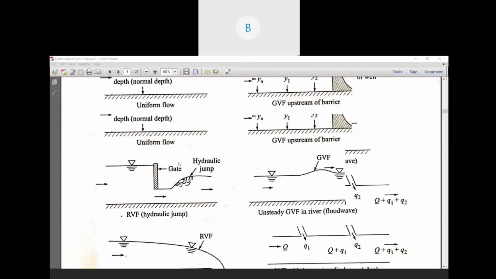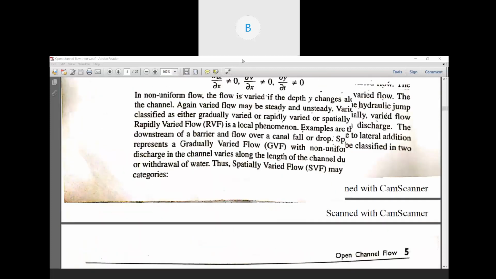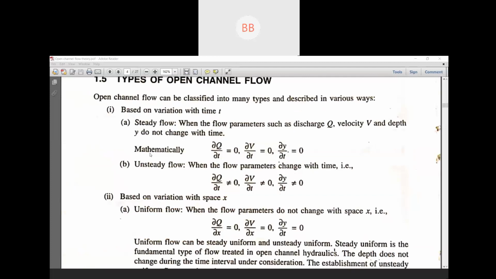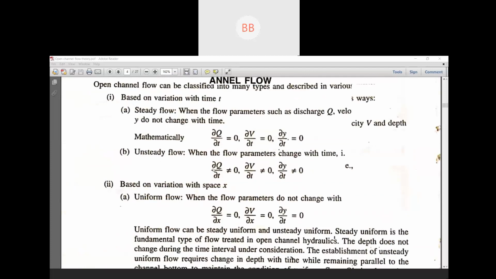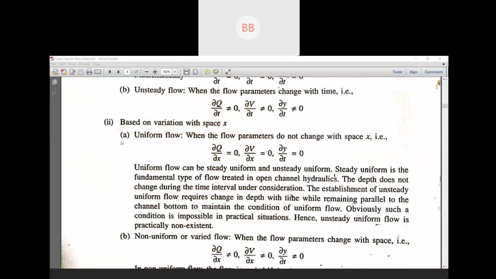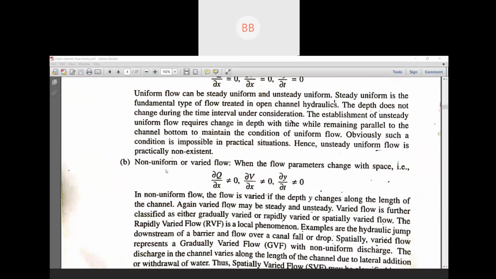Okay, so we are discussing the types of channel flow. We have already discussed steady flow and unsteady flow, which is based on variation with time. Then, based on variation with space, we have uniform flow and non-uniform flow. Again, non-uniform flow has three types: gradually varied flow, rapidly varied flow, and spatially varied flow.